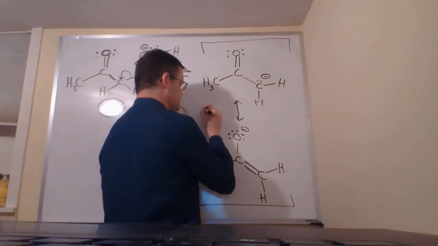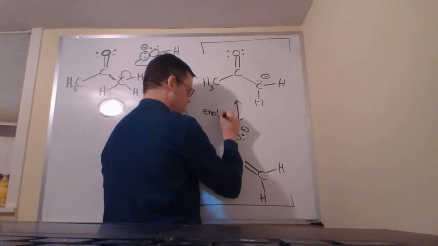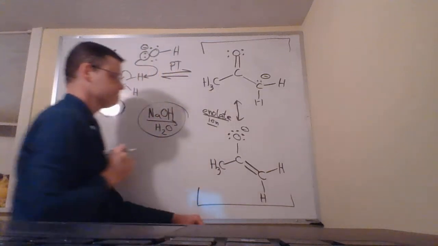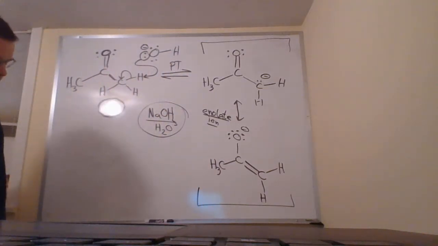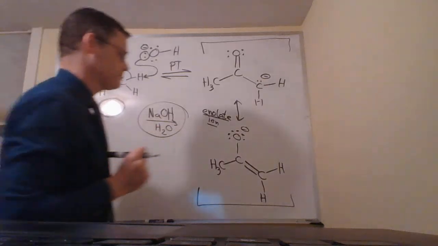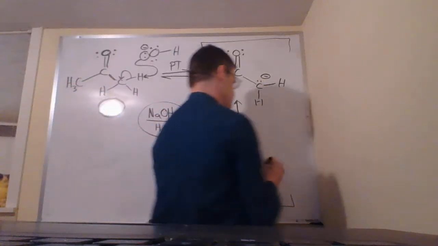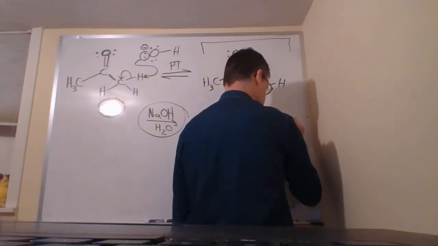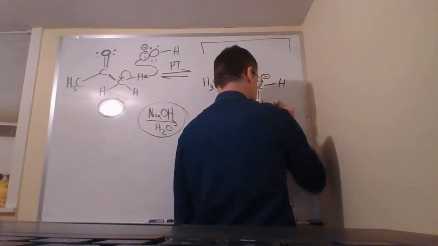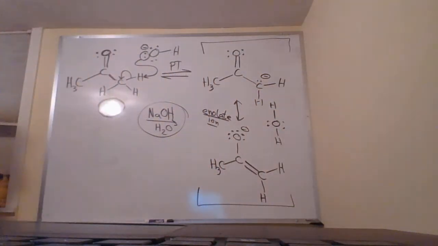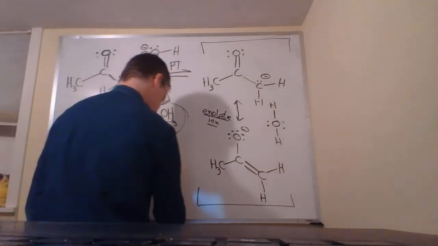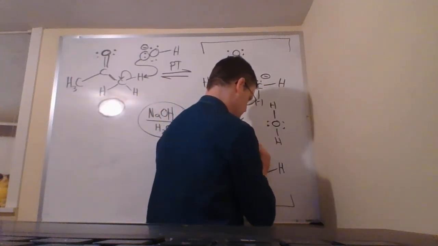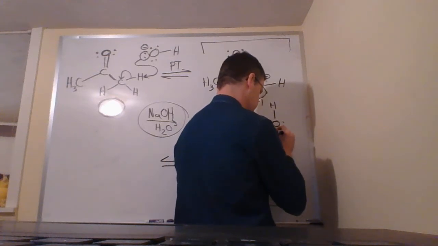We call this species the enolate ion. And the enolate ion is an important intermediate in a lot of mechanisms we're going to see in this chapter. It's nucleophilic at this carbon, so it can react with a variety of electrophiles. Okay, and at this point, we're one step away from making our product, or our enol form.